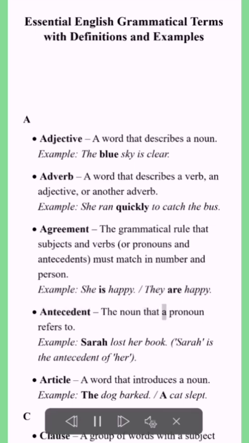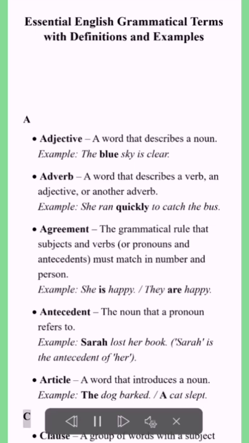Antecedent, the noun that a pronoun refers to. Example: Sarah lost her book. Sarah is the antecedent of her. Article, a word that introduces a noun. Example: the dog barked. A cat slept.